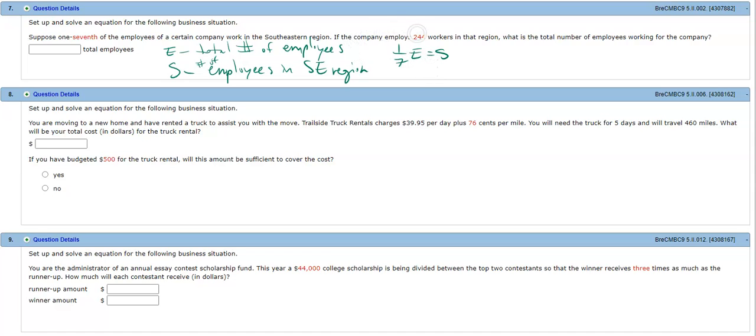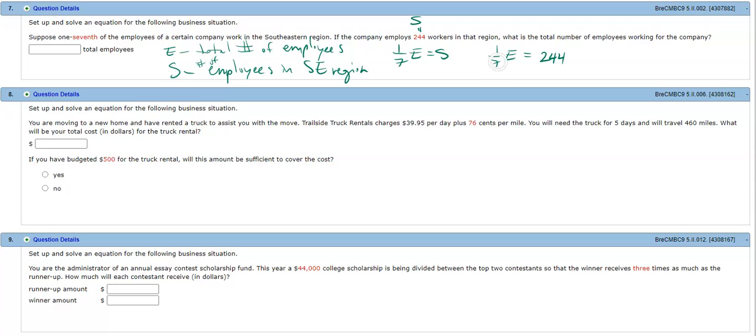And it says if the company employs 244 workers in that region, what is the total number of employees that there are? And so what it's talking about is 244 work in that region, so that's how much S is. That's the number of workers in the southeastern region. So we could actually just plug in 244 for S. It will go 1/7 of E equals 244. And then we can see in order to solve for E, right now it's being multiplied times 1/7.